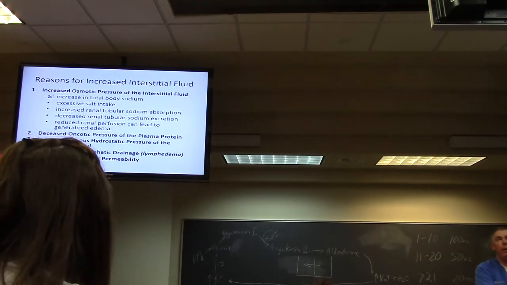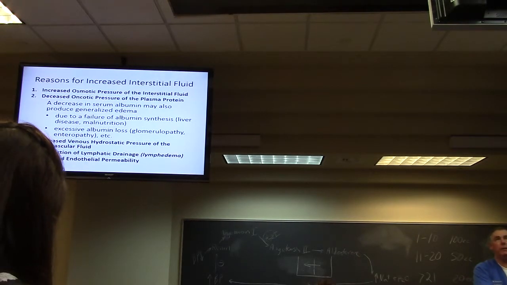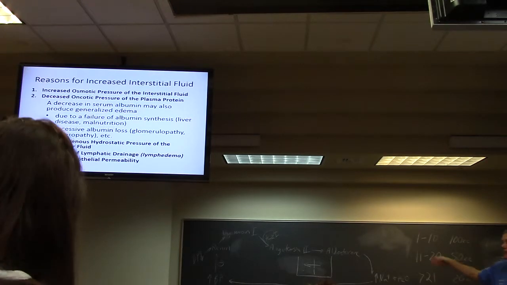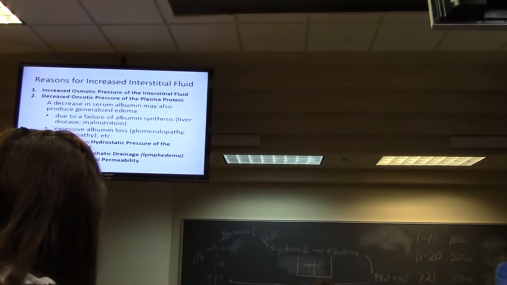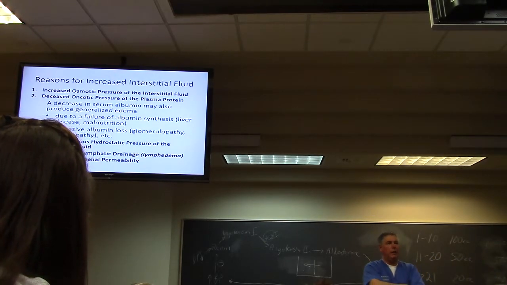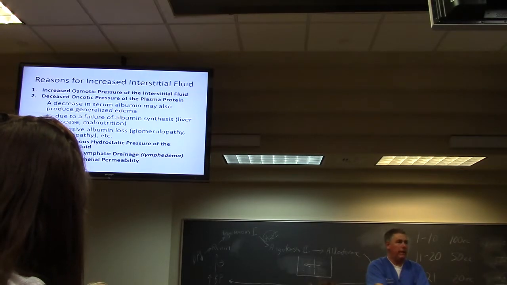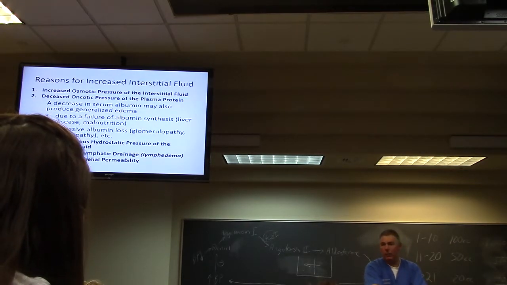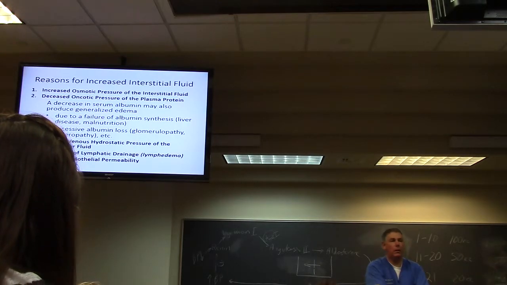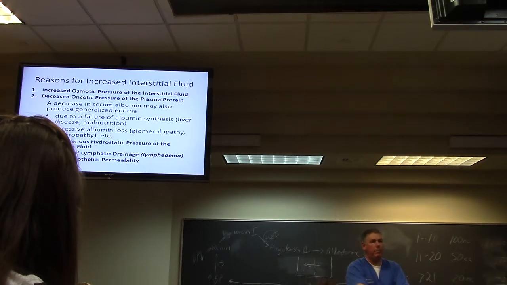Decreased oncotic pressure of the plasma protein. I just gave the example of albumin. This is what you see most frequently in malnutrition. Malnutrition can take the form of alcoholism, that you would rather drink your dinner than eat your dinner. If you're concerned about malnutrition, what you want to measure in the blood is a serum albumin level.